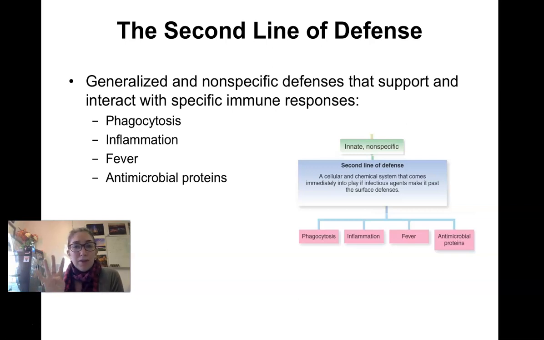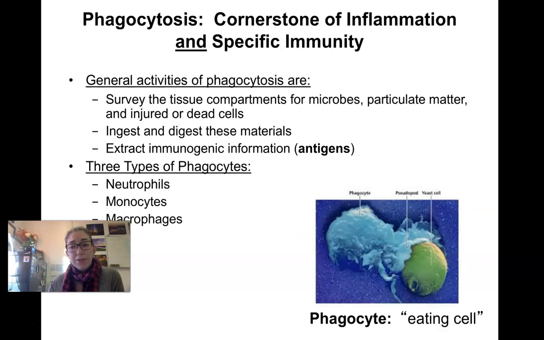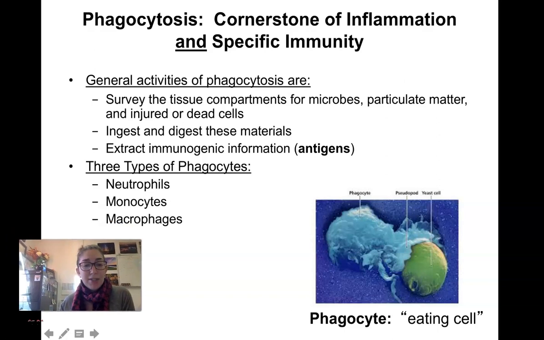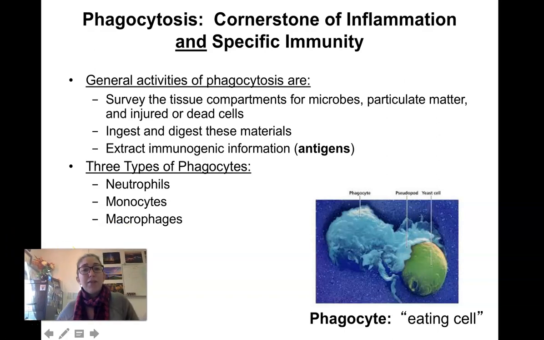So the four key components of the second line of defense of innate immunity are phagocytosis, inflammation, fever, and antimicrobial proteins. And that's what we're going to focus on now. So phagocytosis, very important. It literally is a word that means a condition of eating cells. And that's what some of our white blood cells do, particularly neutrophils, monocytes, and macrophages.